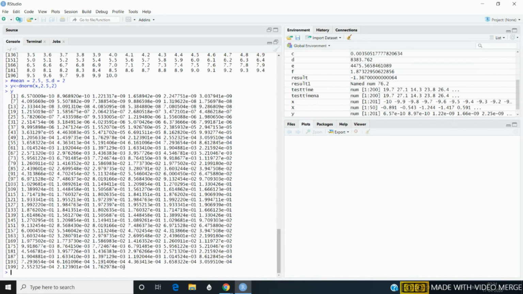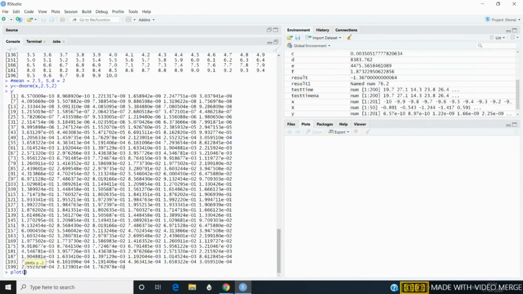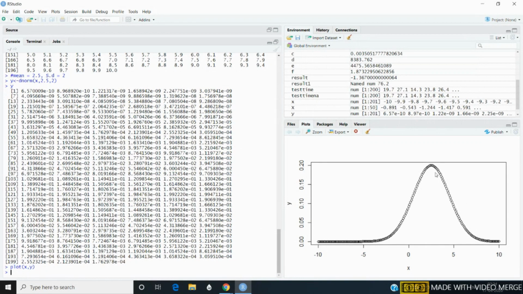Now we have to plot the probability density function. We write the plot command, in which we provide first the random numbers, that is x, then our density values. I will plot. Here it is generated. It is the normal distribution probability density function curve. We can make some modifications here: I can provide the title, rename x as random numbers, and rename y as probabilities.